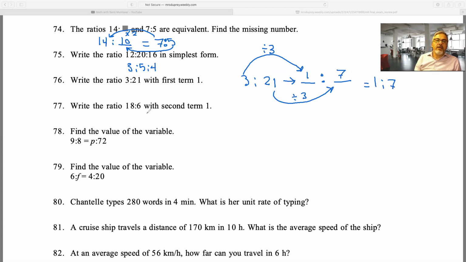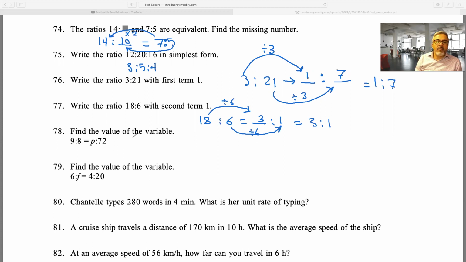Ratio 18 to 6 with second term as 1. So 18 to 6, and the second term is 1. So now you look at 6. How did it become 1? You divide it by 6. So you do the same thing to the 18, divide by 6 as well. And that gives you 3. So the answer is 3 to 1.